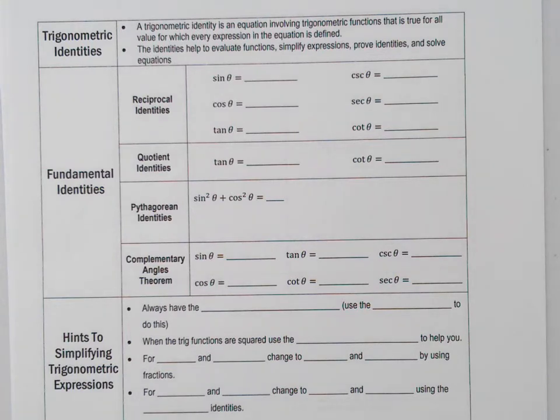This is 6-2, trigonometric identities. I know we're going backwards, but this is 6-2. A trigonometric identity is an equation involving trigonometric functions that is true for all values for which every expression in the equation is defined. The identities help to evaluate functions, simplify expressions, prove identities, and solve equations.